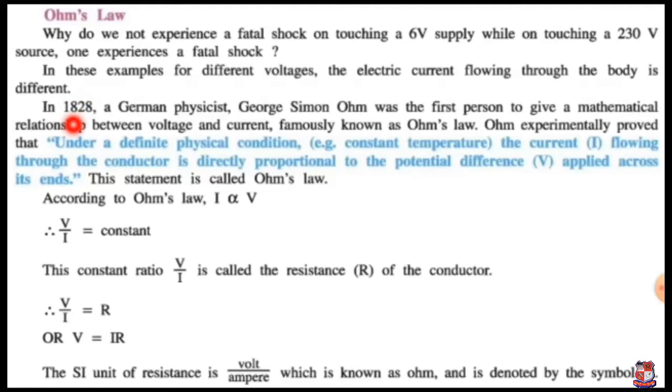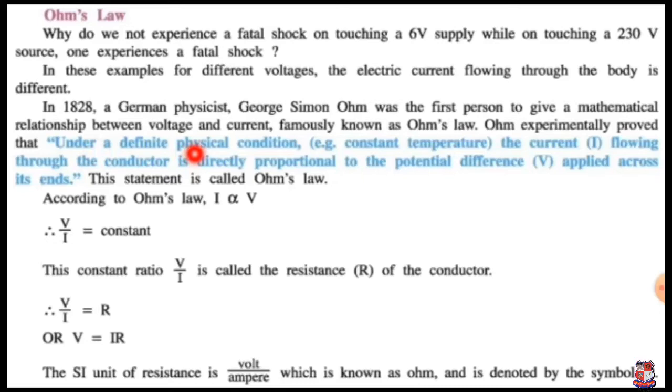In 1828, a German physicist, Georg Simon Ohm, was the first person to give a mathematical relationship between voltage and current. Voltage and current are two different phenomena. The current is the flow of electric charge, and the voltage is the source of electric current. So these are different parameters and different physical quantities. Ohm experimentally proved this, and this is what we call the statement of Ohm's law.